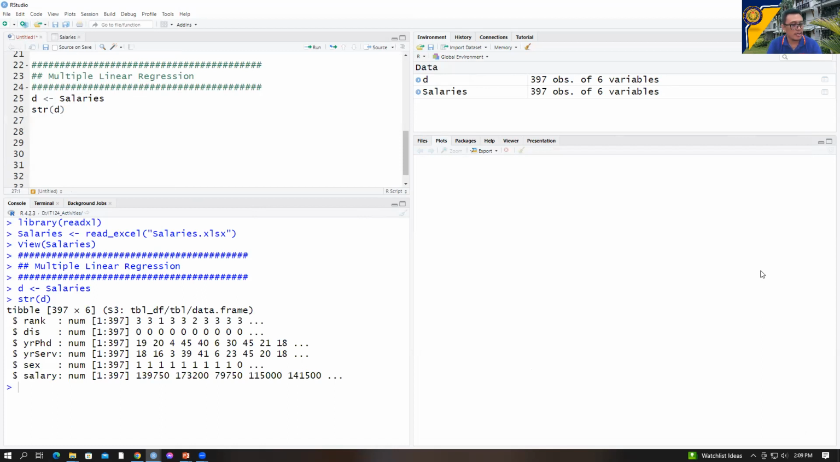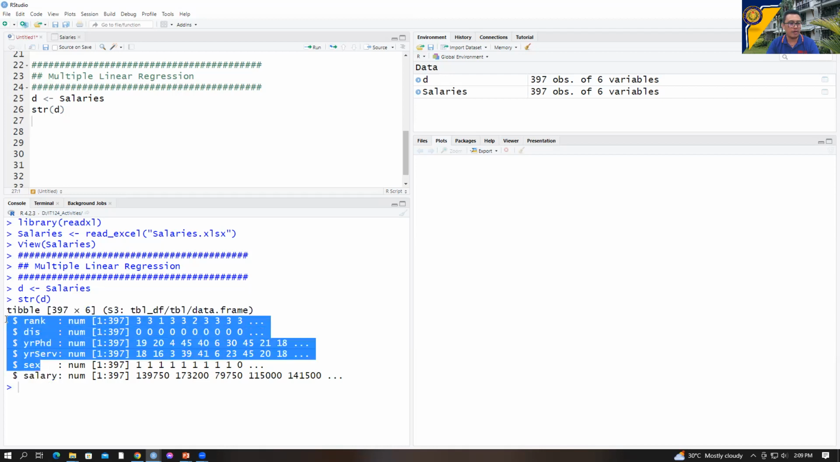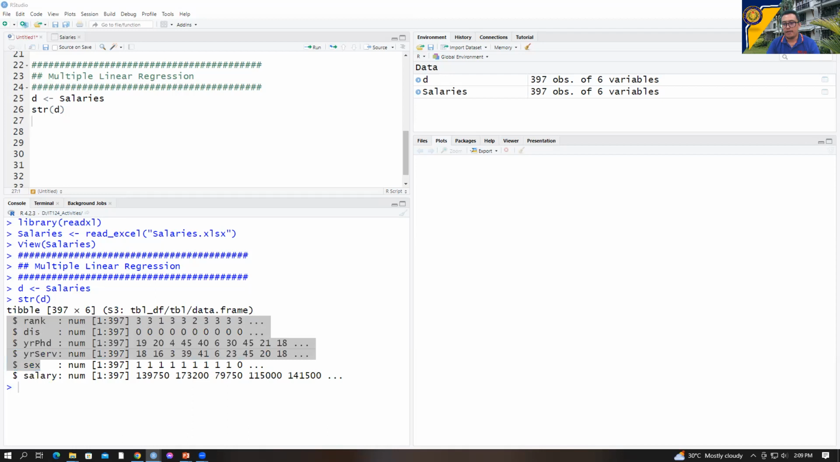For example, in this case, we would like to use the salary as our dependent variable, while the rest of the variables will be our independent variables. Right? So again, let me reiterate that our dependent variable is salary. This will be our dependent variable, and the rest of the variables will be independent variables. Alright, so let us proceed. Let's try to plot first what is going on in our data.